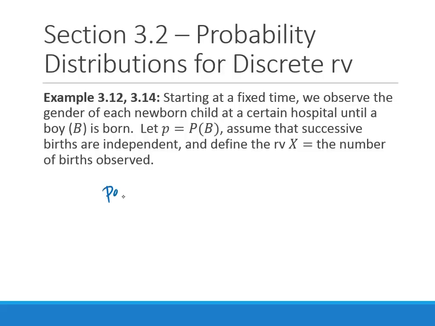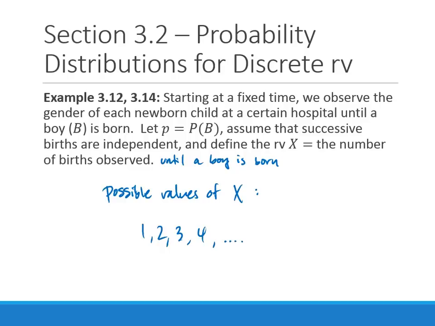Let's quickly write out what my possible values are. This is the number of births until a boy is born. Let's say starting right now, we went over to the OSU hospital and looked at each baby that's born, which of course we would not be able to do, and we count the number of births until we get a boy. So what are the possible values that X can take on? Yes, exactly right. 1, 2, 3, 4, and so on. There's no upper bound there, right? It could theoretically have girls born forever. So the possible value of X can be any positive integer.